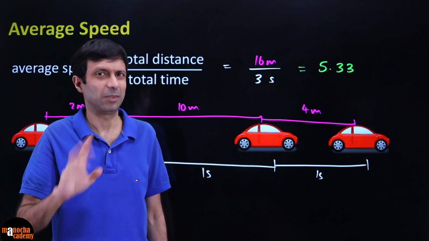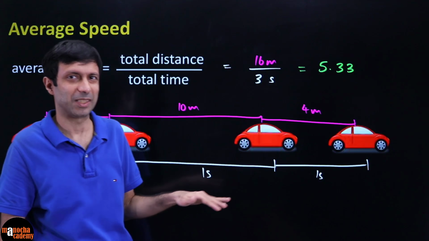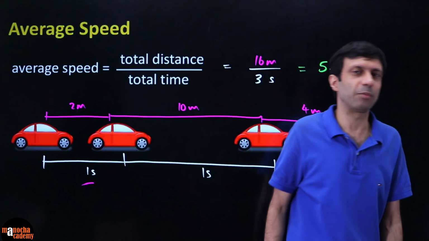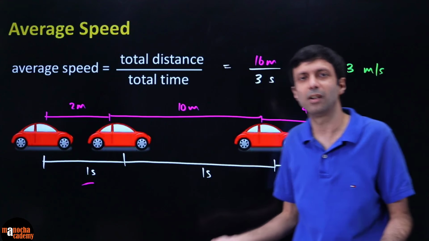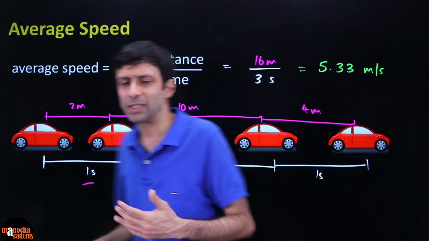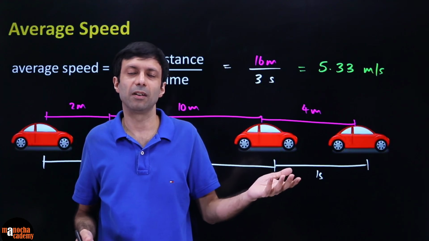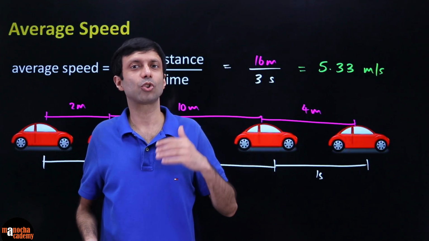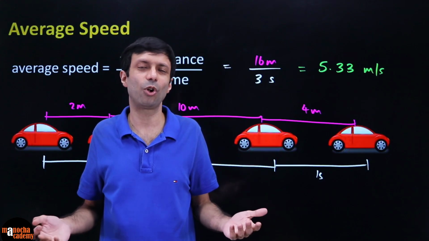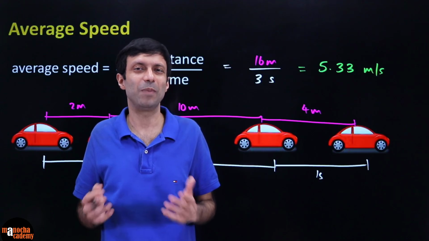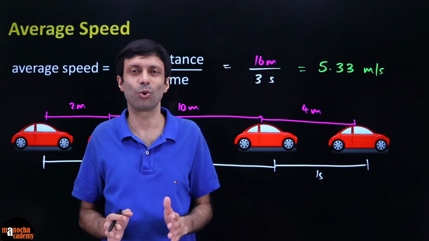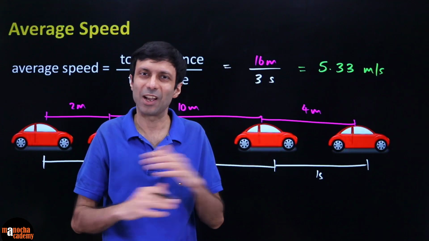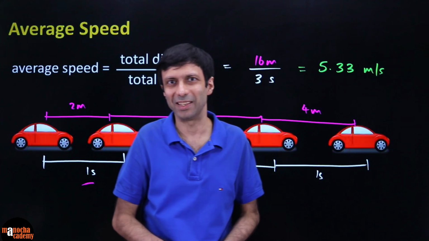Don't forget the units, guys, please. So the units is going to be meter per second. So that is the concept of average speed. Whenever you're traveling by car, bus, train, or aeroplane, we always talk about average speed because these are non-uniform motion. Speed is changing. So it makes sense to take the total distance and total time, divide that, and now you get to know the average speed of the vehicle.